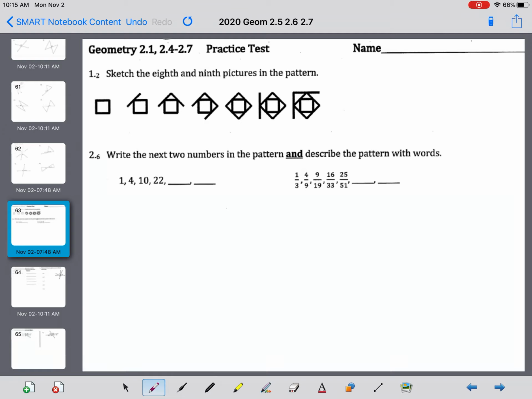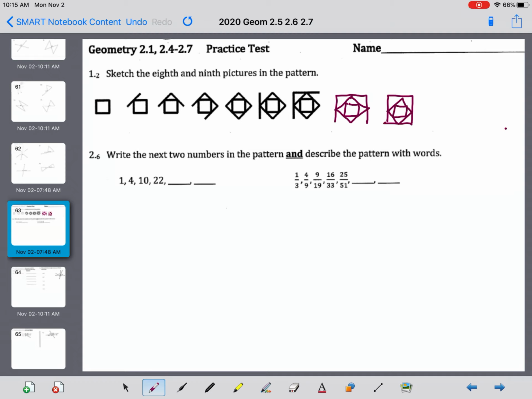All right, so number one here, sketch the 8th and 9th pictures of the pattern. So we have the first 7 pictures, 1, 2, 3, 4, 5, 6, 7. It looks like they're adding a segment every time. So the next one is going to have this side added here. And then the stuff on the inside is all still going to be there. And that is the 8th, and then the 9th one's going to add a side around the bottom. And then all the stuff on the inside is going to be the same. So that is a picture pattern.